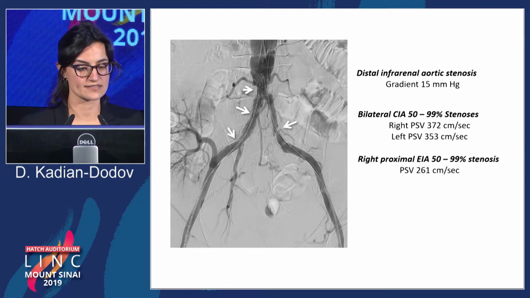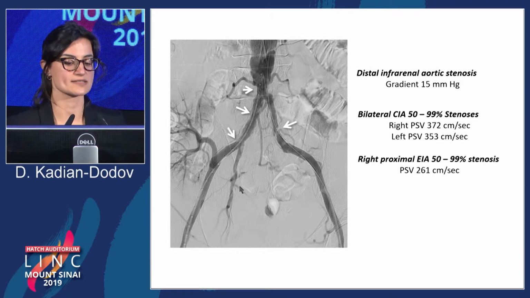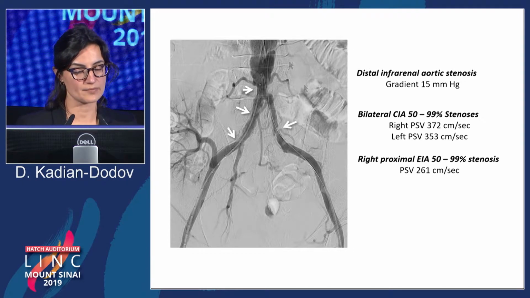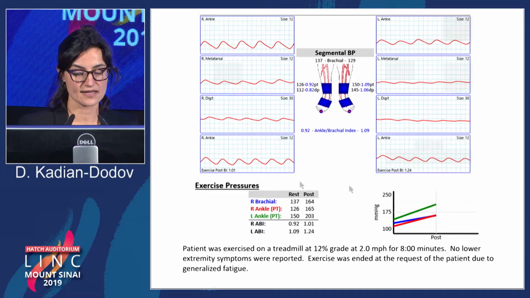He also had this renal transplant coming off of the right iliac artery, which we were worried about. And in fact, he ended up having an infrarenal aortic stenosis, bilateral common iliac artery stenoses, and a right proximal external iliac artery stenosis. So he got bilateral common iliac artery stents, and post-intervention testing showed normal ABIs, both at rest and with exercise. And he had no symptoms during that.